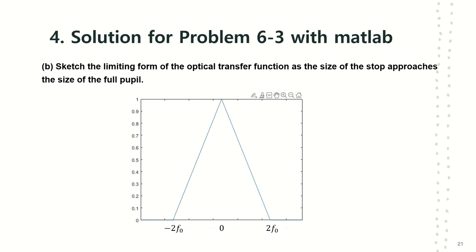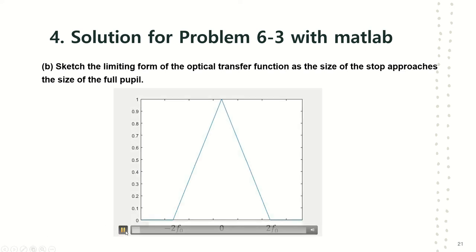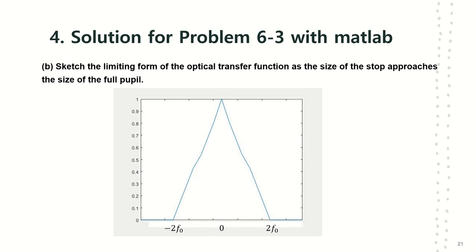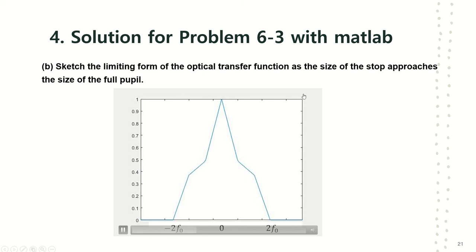This is the process of the OTF changing as the star approaches the size of the pupil. The middle of the OTF is always 1 because it overlaps exactly at point 0, 0.